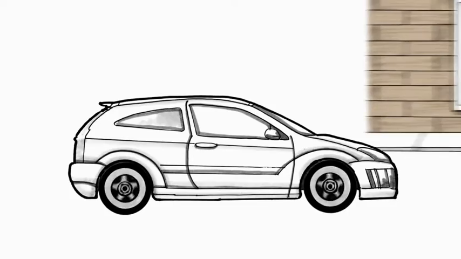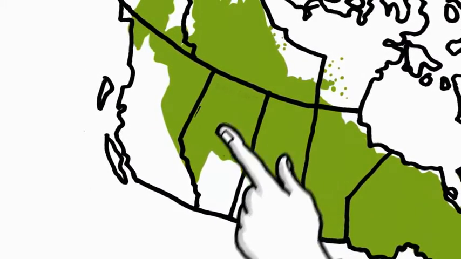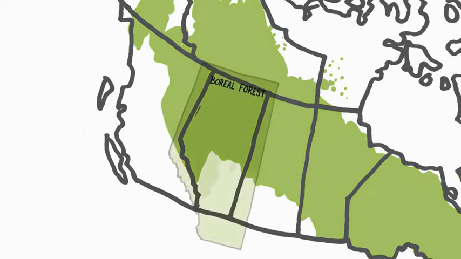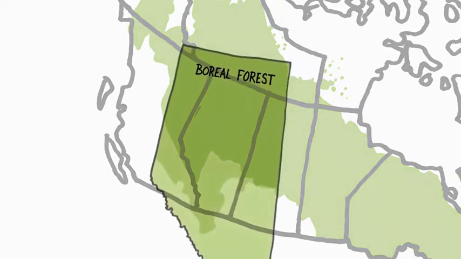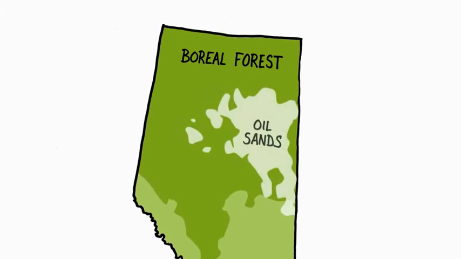tires, and gasoline. The Canadian oil sands are one of the largest single deposits of oil in the world, containing between 1.7 and 2.5 trillion barrels. Almost all of the oil sands are found in the boreal forests of northern Alberta.